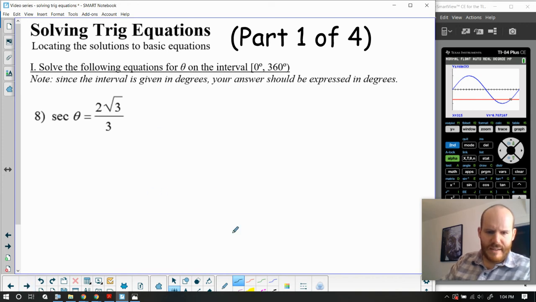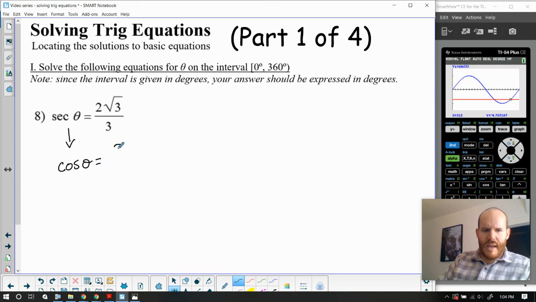Here I have secant is equal to 2 root 3 over 3. Now for this problem, because I don't really know the secant values offhand very well, I'm going to reinterpret this as its reciprocal ratio. Since secant is the reciprocal of cosine, I'm going to rewrite this as 3 over 2 root 3. And if we rationalize this expression, it reduces to the square root of 3 over 2.